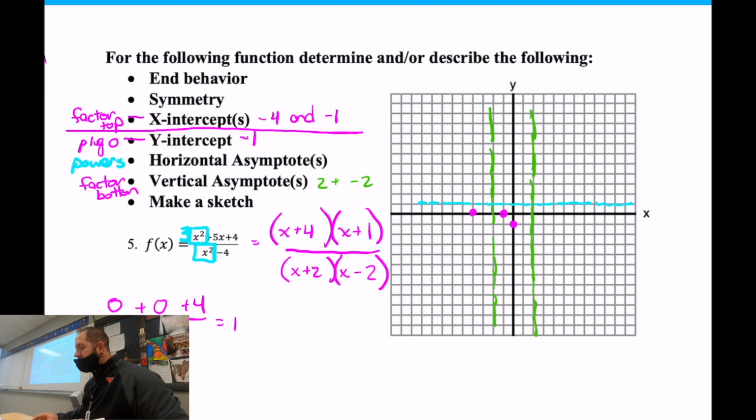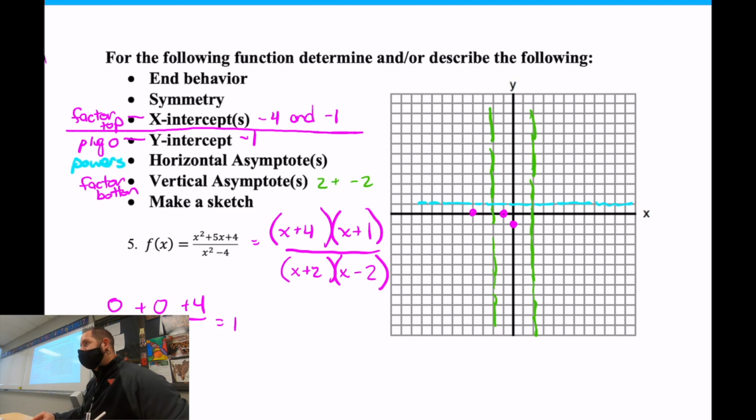So if the top is bigger by more than 1, there's none. And if it's the same, you just divide. And if the bottom's bigger, it's 0. I don't care about the numbers, just the exponent.